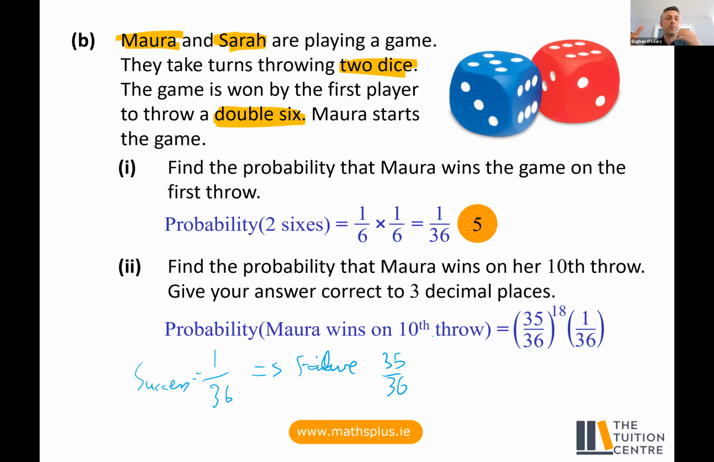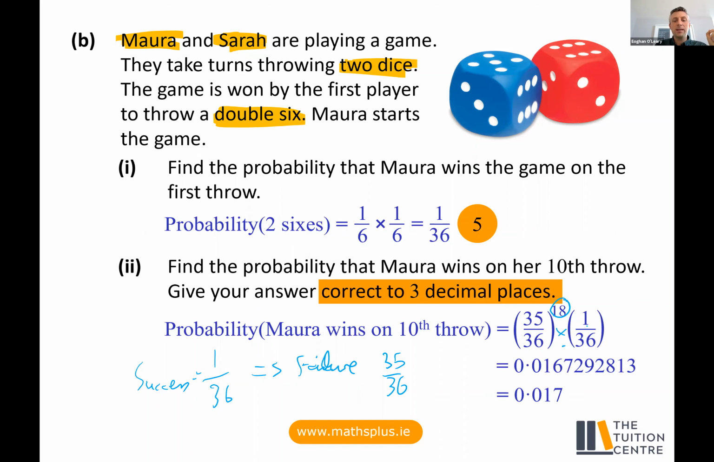So the probability that Maura will roll 9 times in a row and not have a double 6, and then Sarah will also be doing the same each turn, one turn after another. Well, that would be 18 failures in a row, and again implying multiply. Then we're saying that Maura wins on her 10th throw. So when we're saying and, we're saying multiply. So it's 35 over 36 to the power of 18 times 1 over 36. We get it correct to 3 decimal places, and that's 0.017 for 5 marks.